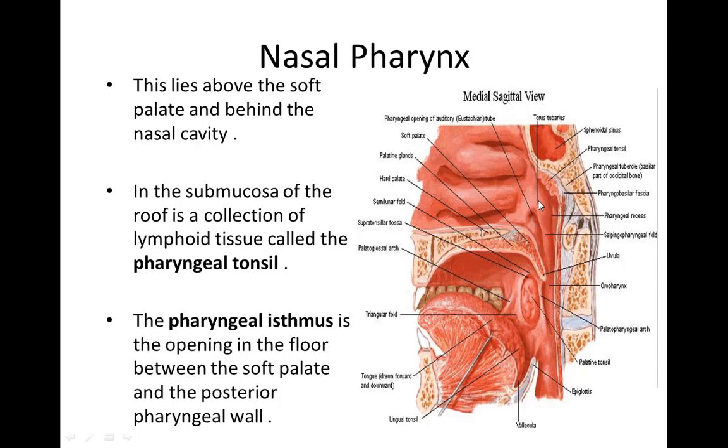The opening between the nasal cavity and the nasopharynx, we call it the pharyngeal isthmus. Here this is the pharyngeal isthmus. This is the opening between the nasal cavity and the nasopharynx.